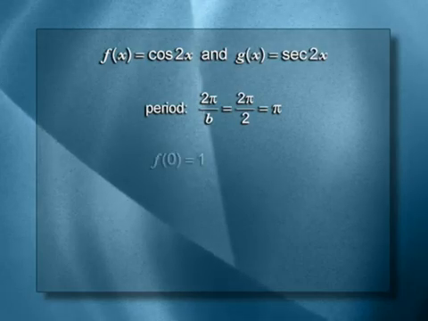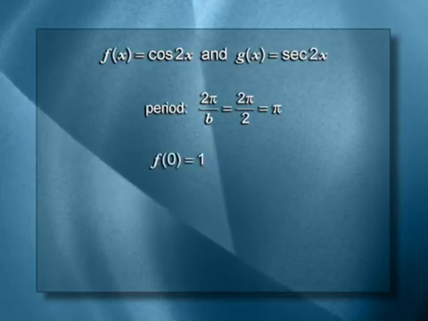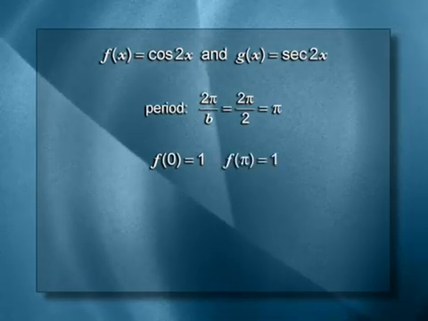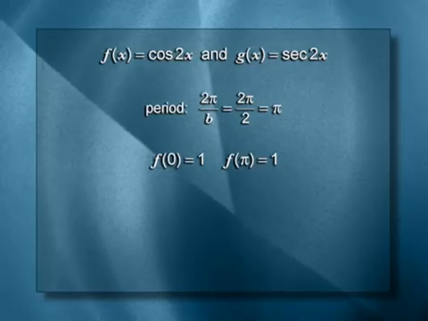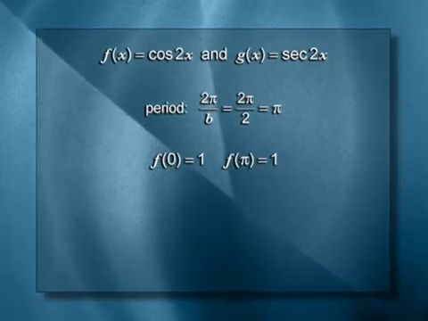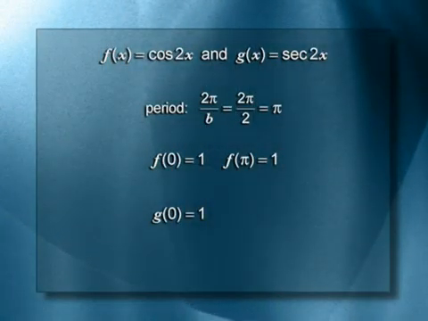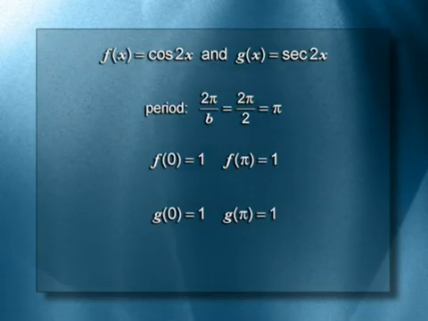Here's some values. f of 0 is 1. Cosine of 0 is 1. And then f of pi is also 1. We're back to where we started from in one period. All right. What's the corresponding conclusion for secant 2x? g of x equals secant 2x. Well, g of 0 will be 1, just like cosine was 1, and g of pi will be 1. So now we can graph them together.